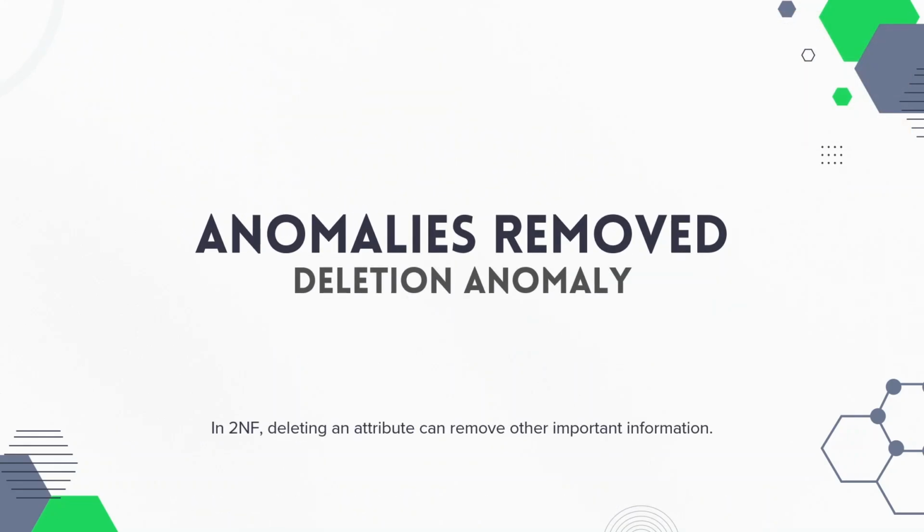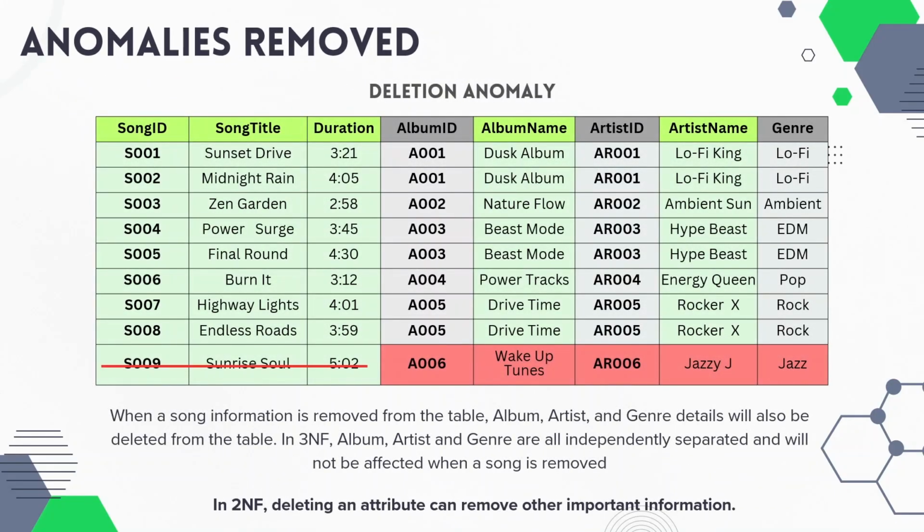Deletion anomaly. When a song's information is removed from the table, album, artist, and genre details will also be deleted from the table. In 3NF, album, artist, and genre are all independently separated and will not be affected when a song is removed. In 2NF, deleting a song could accidentally remove its artist, album, or genre details. But in 3NF, those details remain safe in their own tables, even if all songs are deleted.